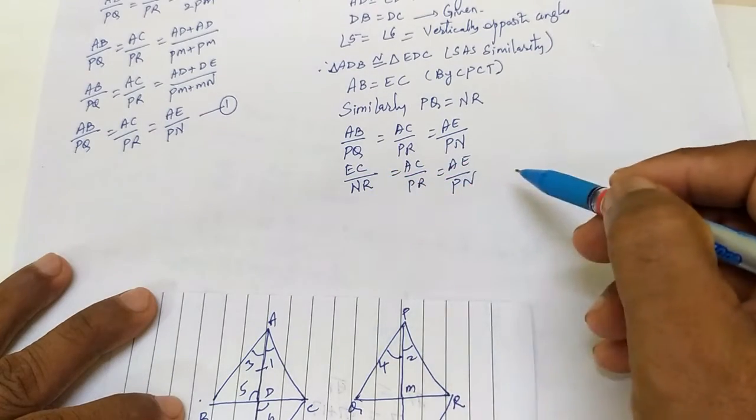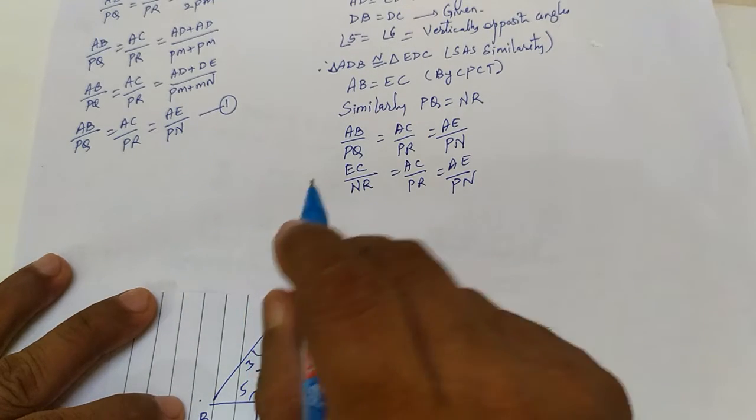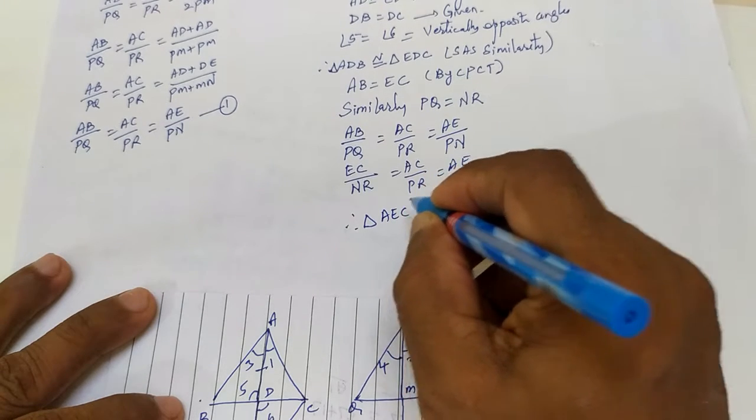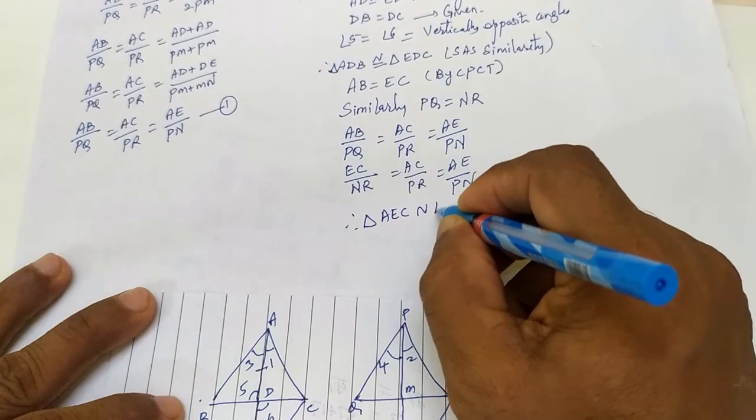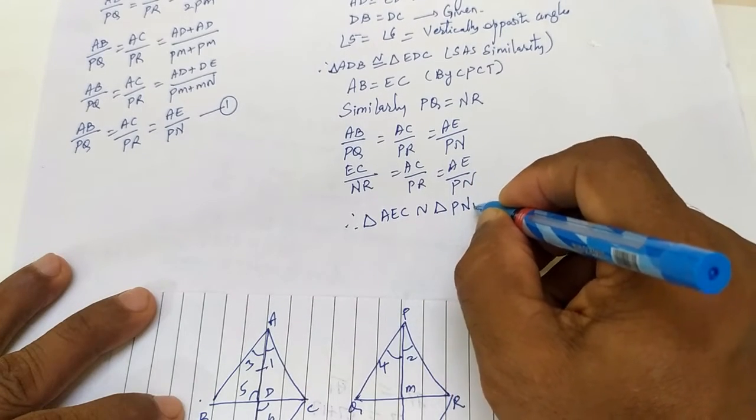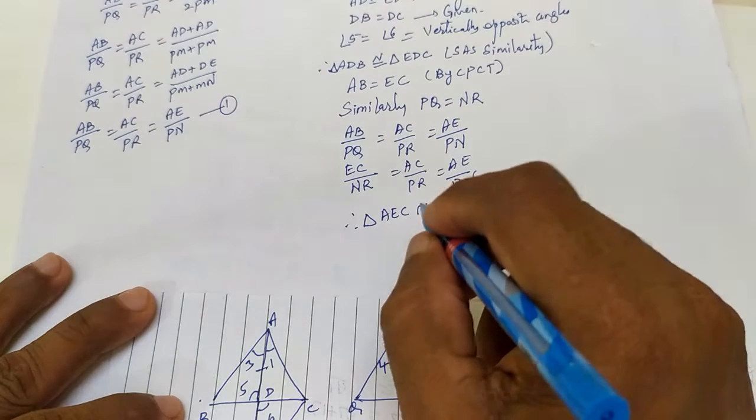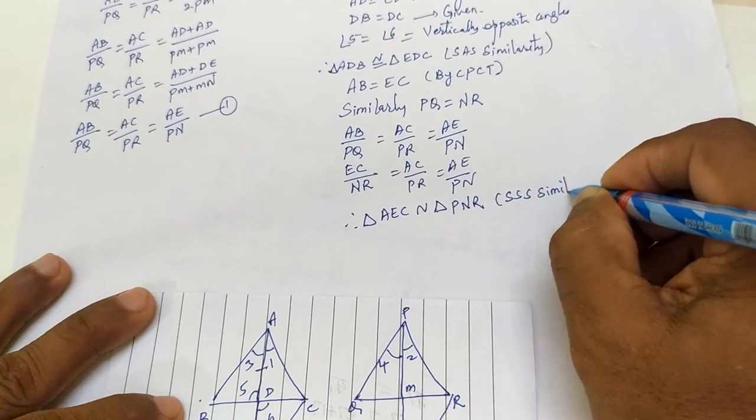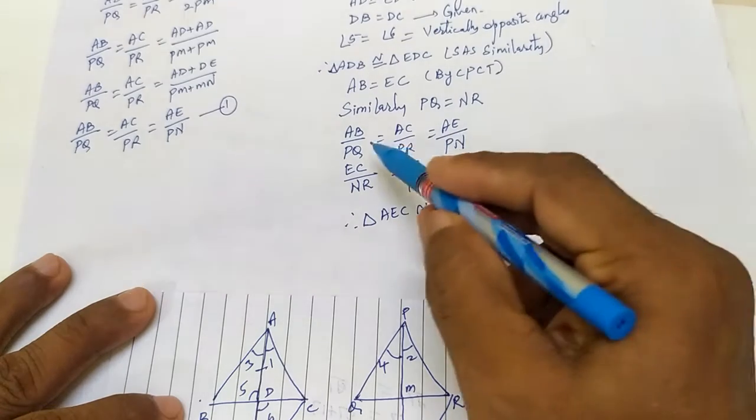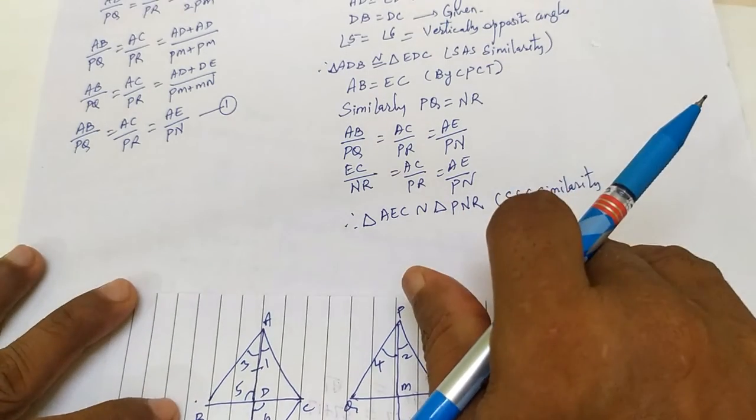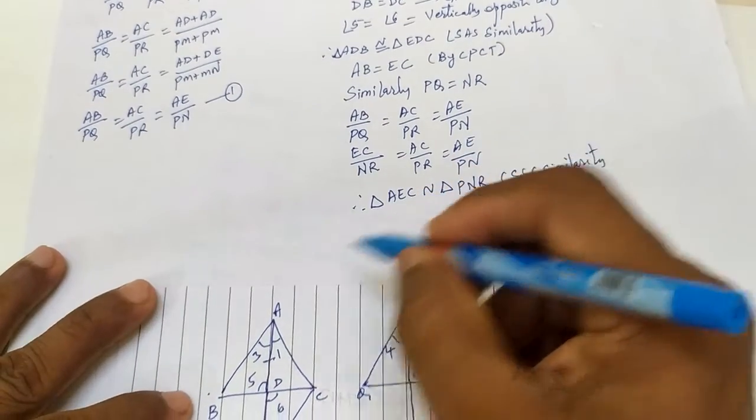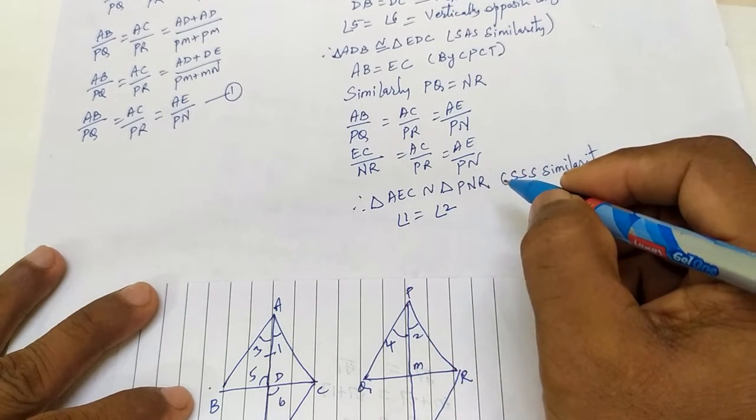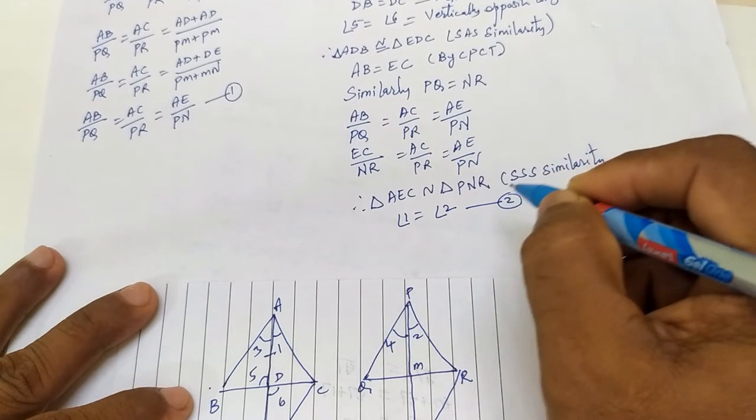As these sides have been proved proportional, therefore triangle AEC is similar to triangle PNR. How? By the side side side similarity criterion. These are the sides, we have proved it. So from this what do we get? Angle 1 is equal to angle 2. And this is the second statement.